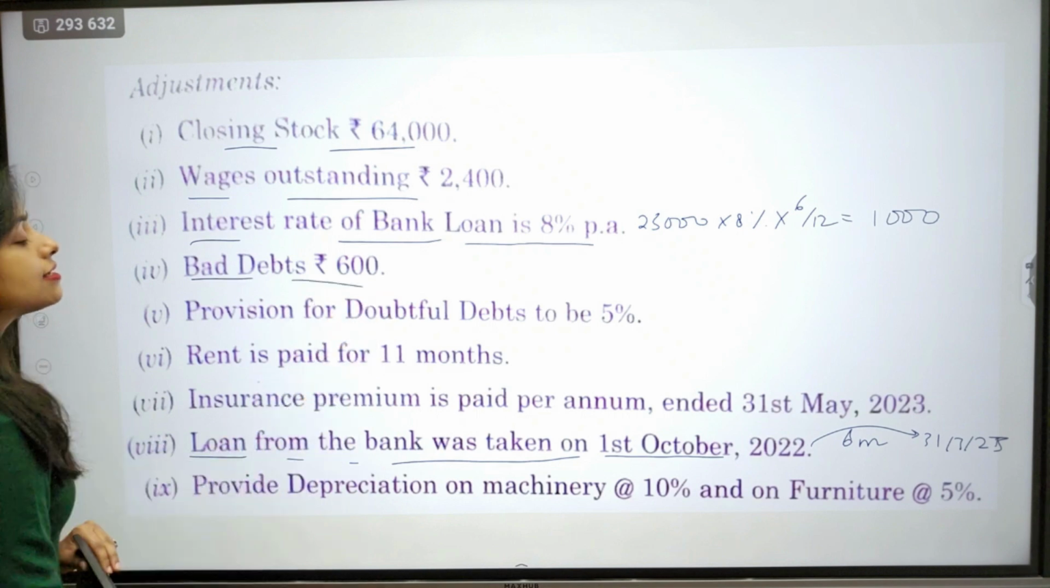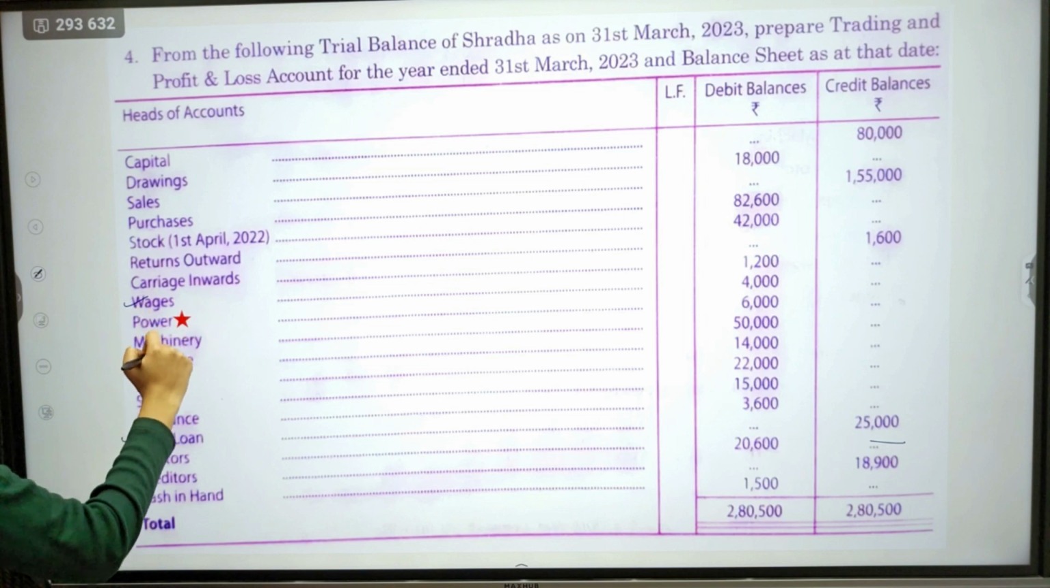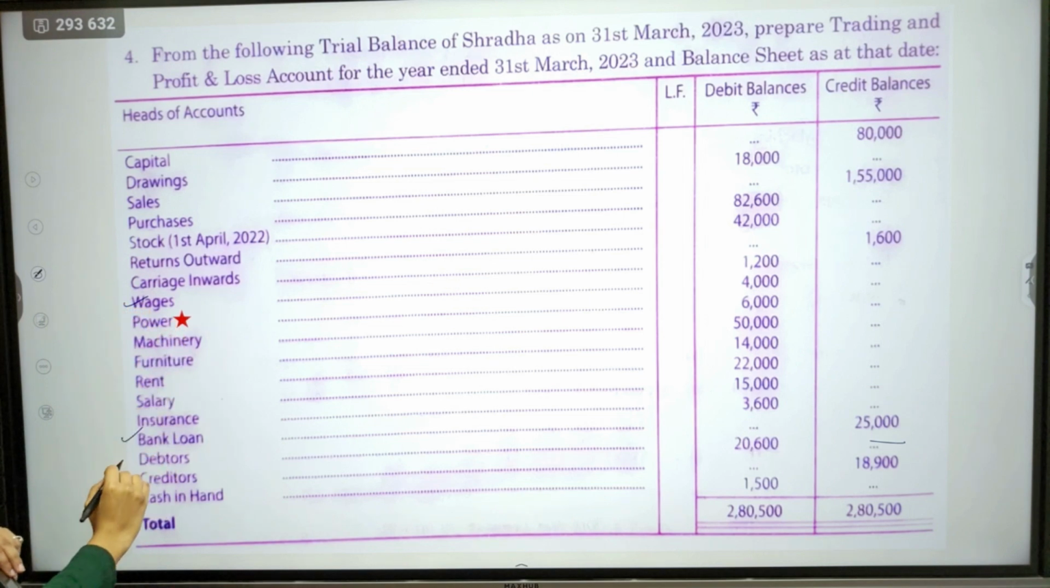Fine. Next is bad debts of 600 rupees. Let's see how much is our sundry debtors. Sundry debtors are here.